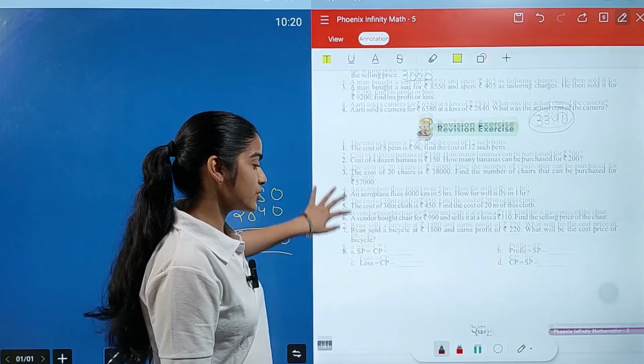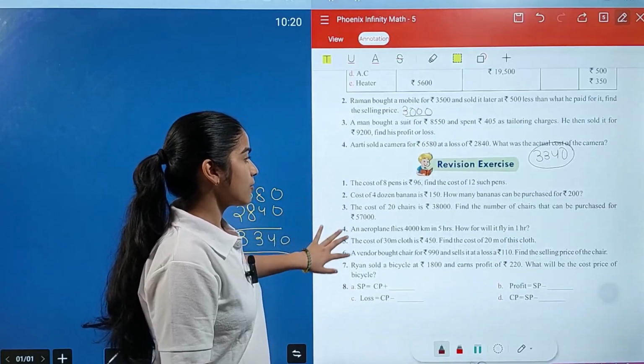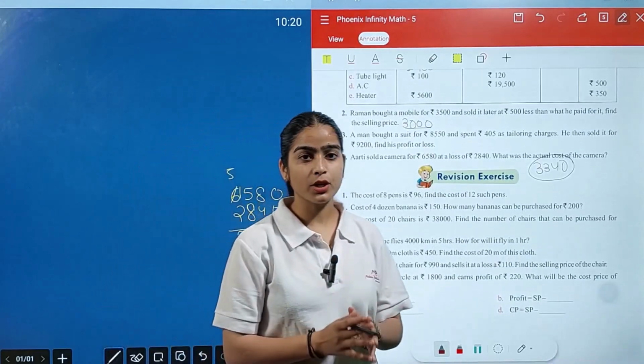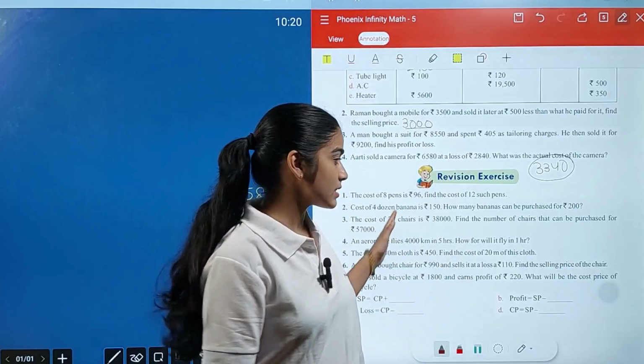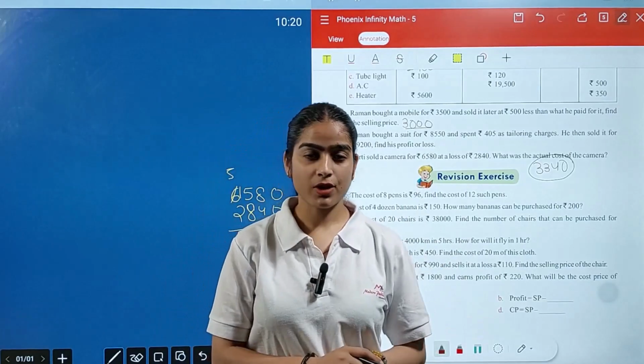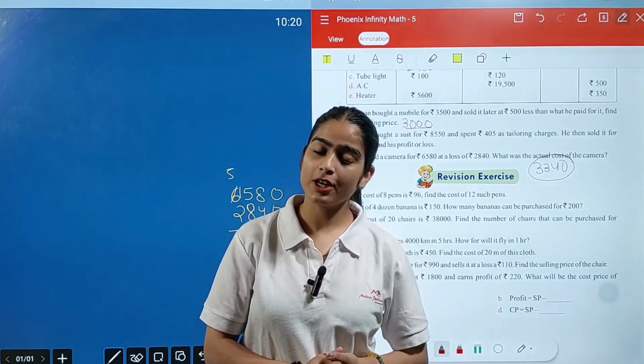After this, you have your revision exercise. In your different exercises, the questions are similar to these. You just have to give a try. After this is the end of your chapter.